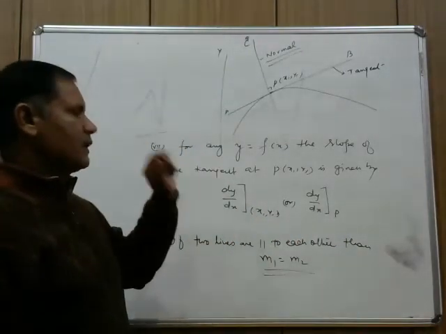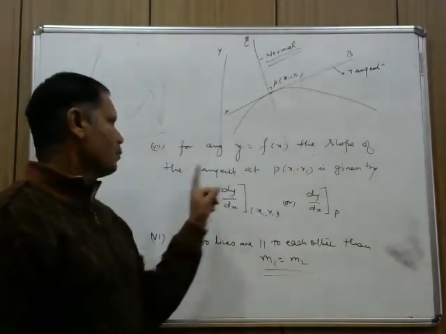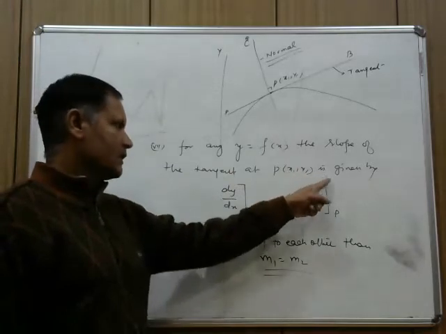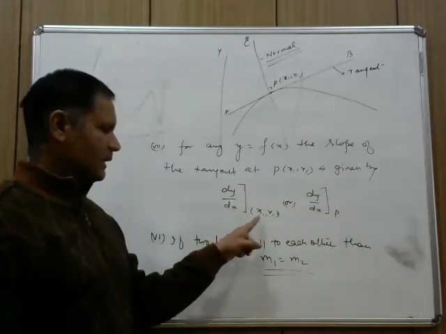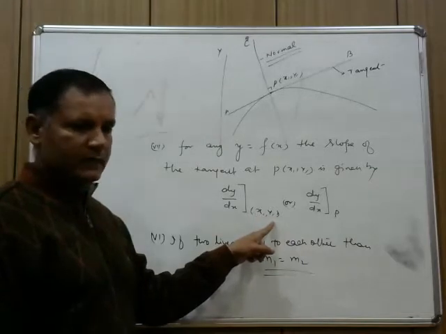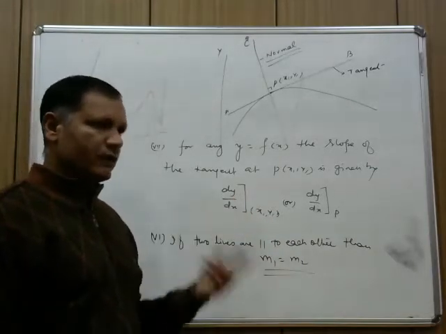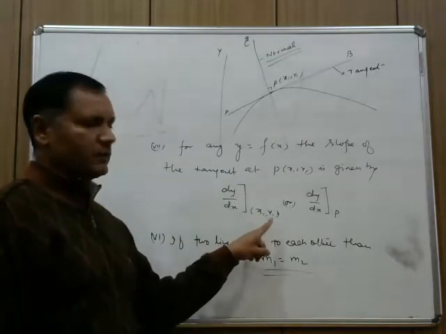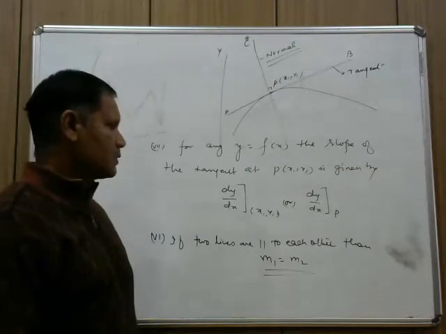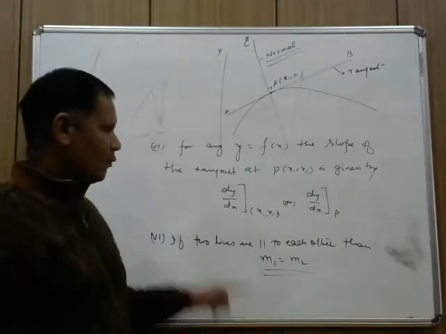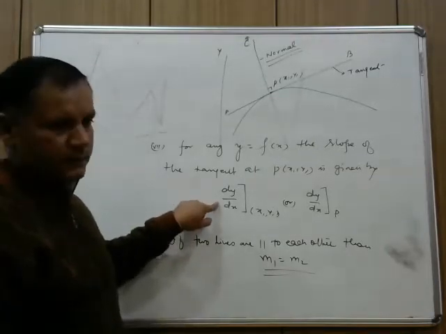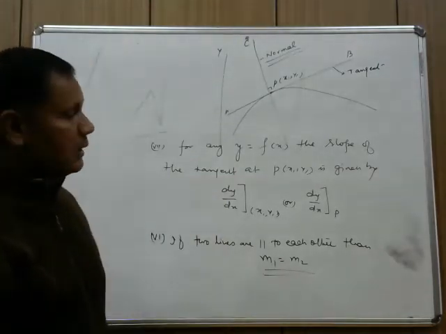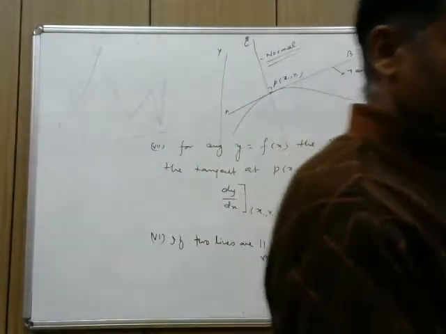That is, for any function y is equal to f of x, the slope of the tangent at point P having coordinates (x1, y1) is given by dy by dx at (x1, y1). That is, we will find dy by dx, and after differentiating, x and y will be replaced by x1 and y1, and that will be the slope of the tangent. And once we know the slope of the tangent, we know the slope of the normal also, because the normal is a line perpendicular to the tangent.